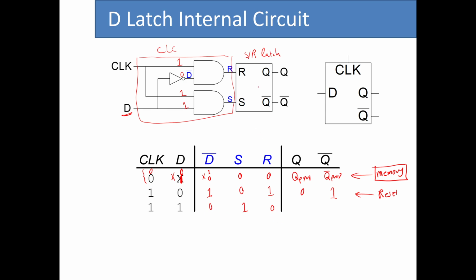So now, in the SR latch that is connected to this combinational logic circuit, we have R being 0, S being 1. That is basically setting the SR latch. So it makes Q to be 1 and Q bar to be 0. So now if you look closely, you see that the value for Q for when clock is 1 is exactly the same as the value for D, or the data.